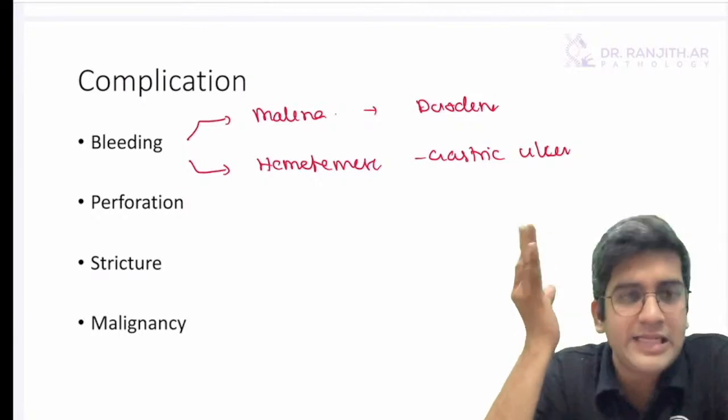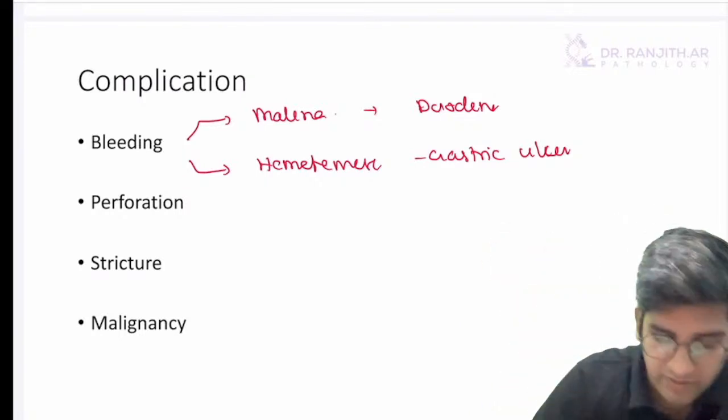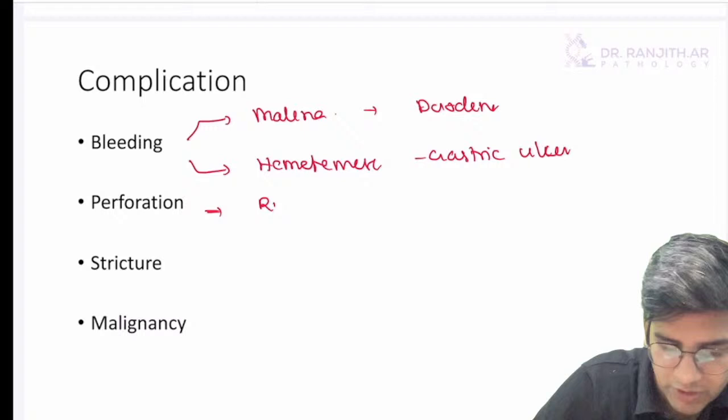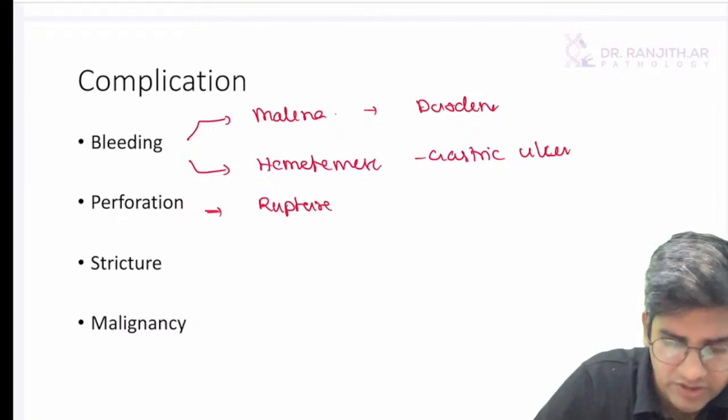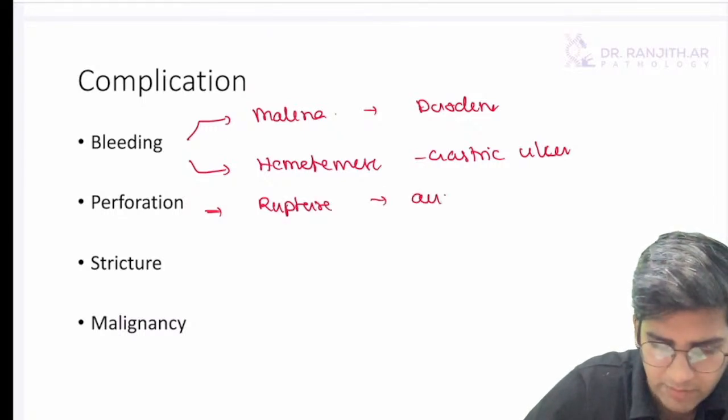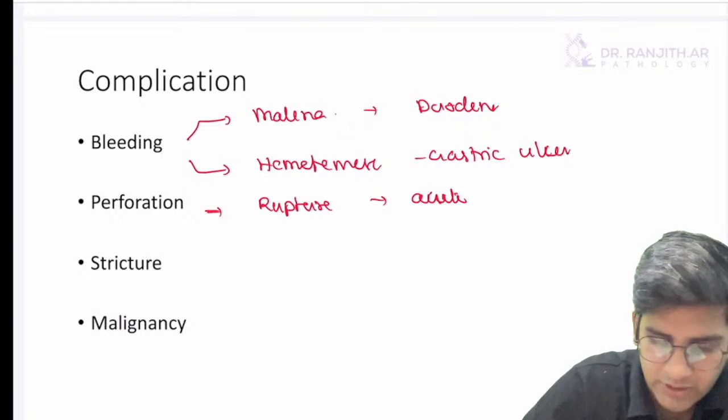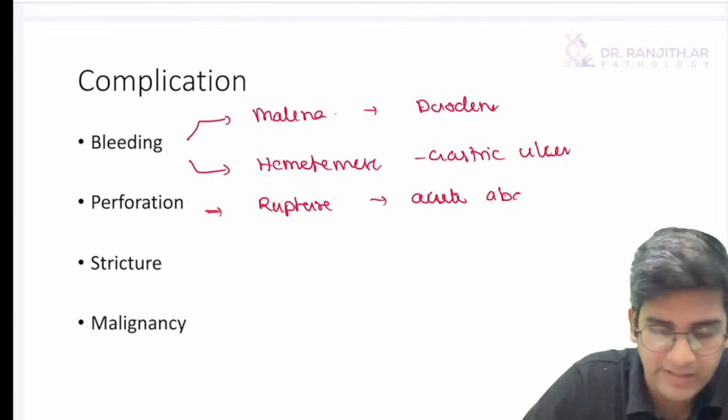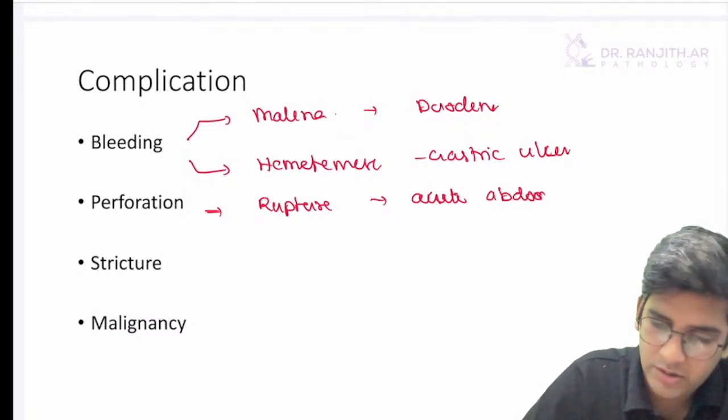Gastric ulcer might not increase in size. Perforation can happen, which can result in rupture of the stomach, which is obviously an acute abdomen. You will have to immediately do a surgery. That also is possible.